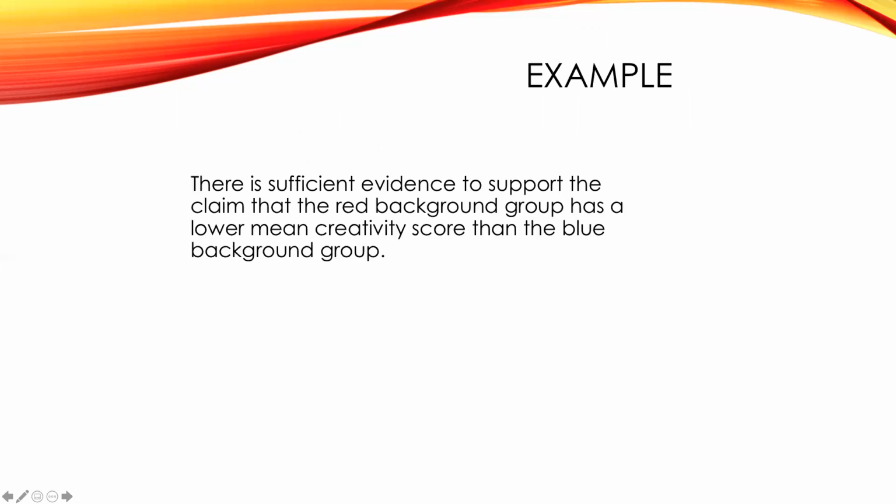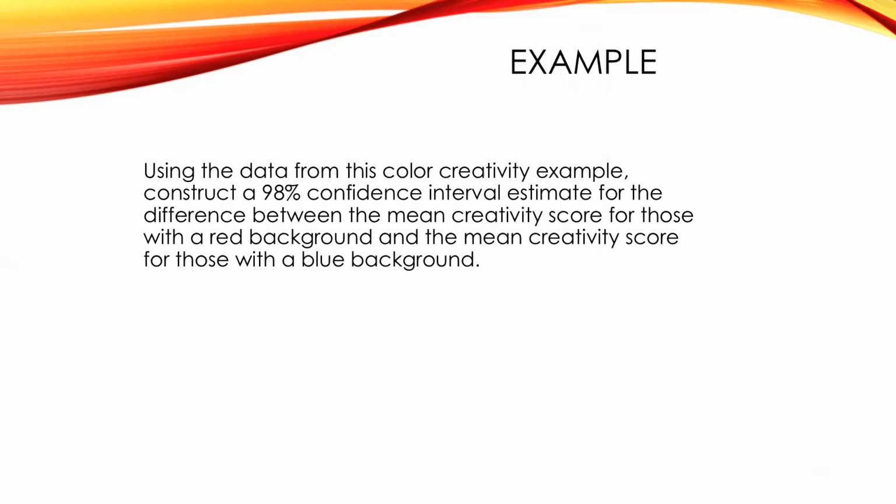Now, in step 8, right, we got to always reword this back to the original claim. So you might say that there is sufficient evidence to support the claim that the red background group has a lower mean creative score than the blue background group. I think that seems kind of obvious, right? You might also be biasing your study to some extent. Let's go back a second.